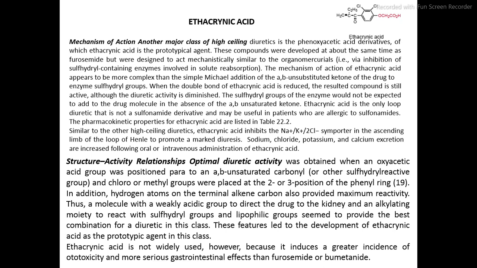Ethacrynic acid is not widely used because of its toxic effects like ototoxicity and severe gastrointestinal effects, if we compare with furosemide and bumetanide. The other drugs in the series are azosemide, piretanide and tripamide.